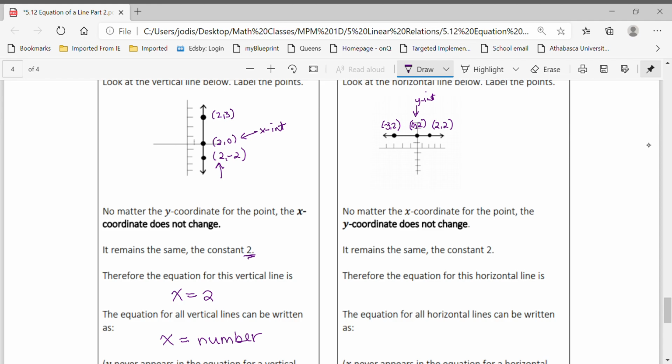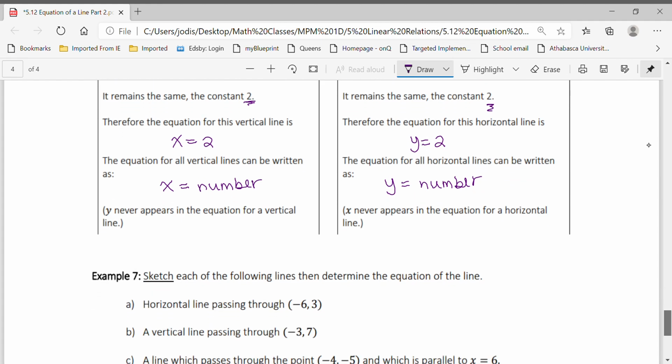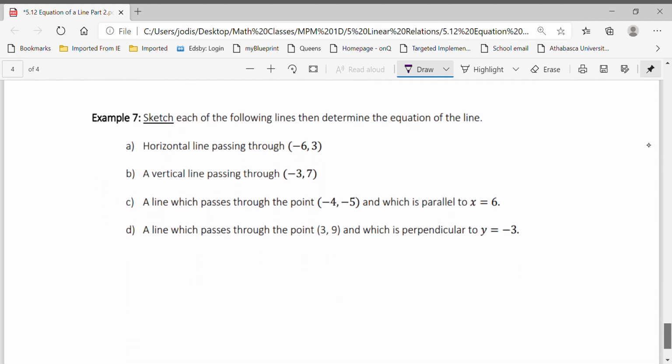If we take a look at our horizontal line, no matter what our x-coordinate was, our y-coordinate didn't change. It remains the same. In this case, it was 2. Therefore, the equation of the horizontal line is y equals 2. The equation for all horizontal lines can be written as y equals some number. So y would never appear in an equation for a vertical line, and x would never appear in an equation for a horizontal line. Knowing this, we're going to try one last example here.